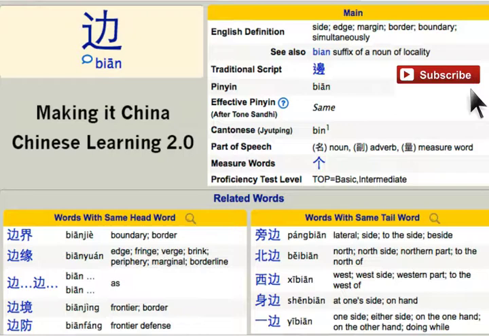All right, the word bian is also combined with many other characters, but these are the ones we have in this video lesson. So stay tuned for the next lesson.